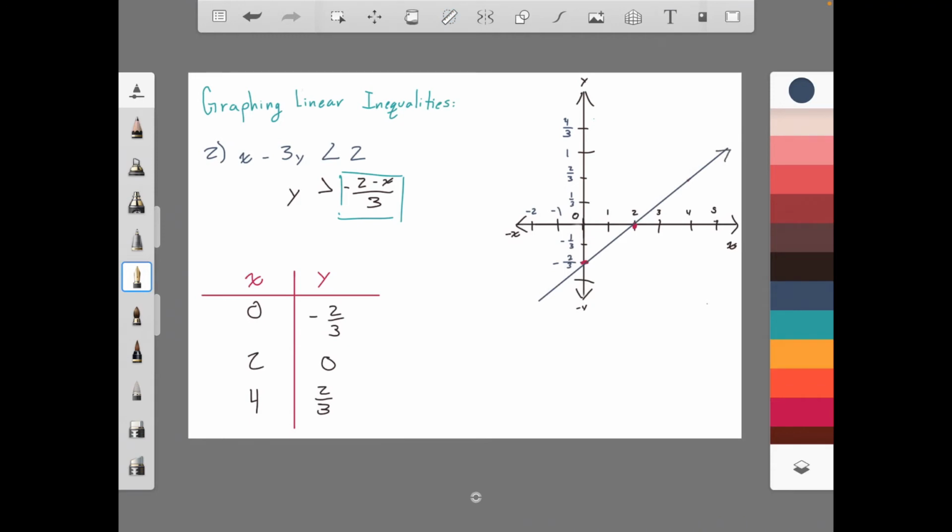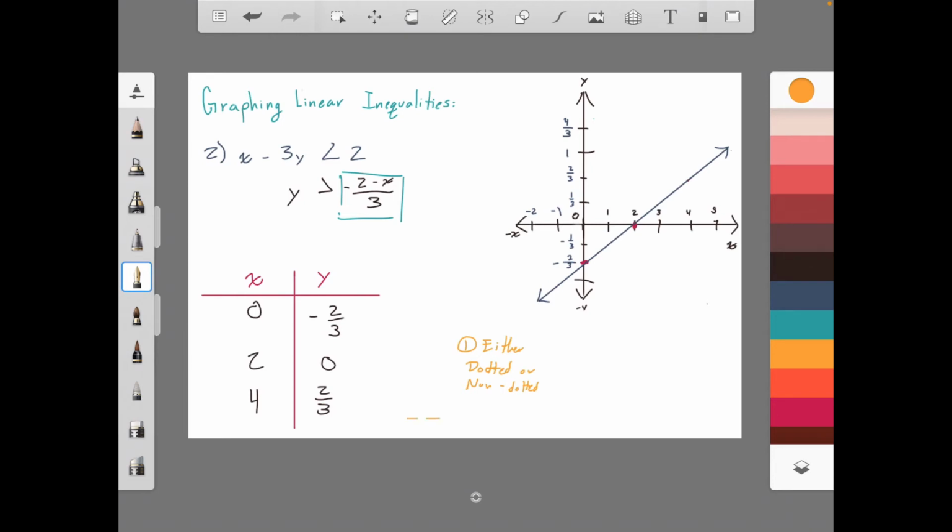Okay, something really interesting happens when we're looking at how to graph linear inequalities. Okay, so there are two things. Number one, we have either a dotted or non-dotted line.